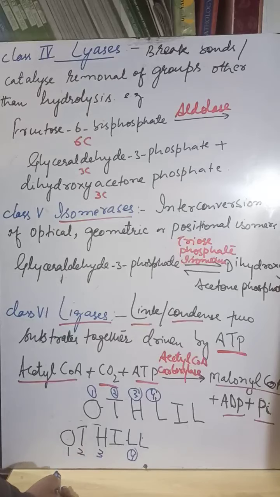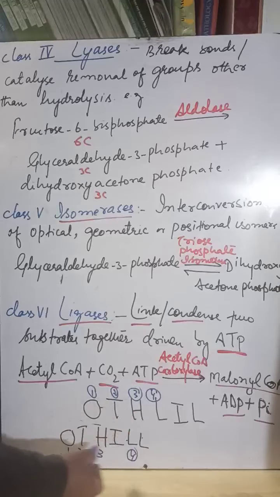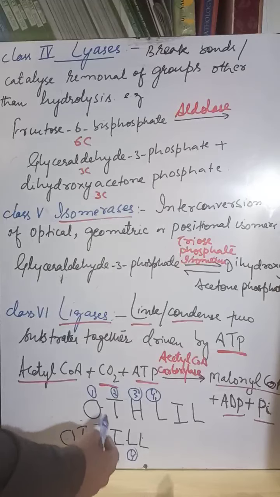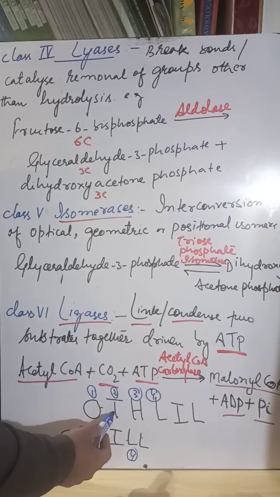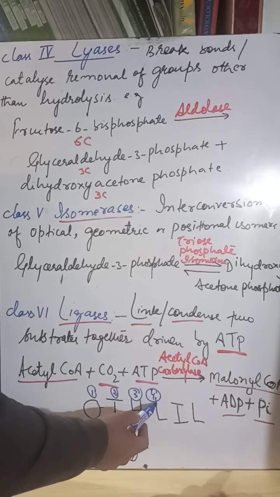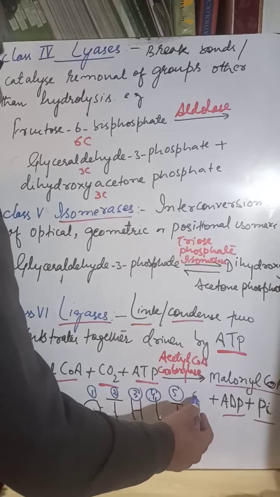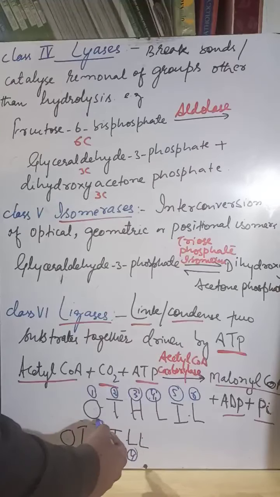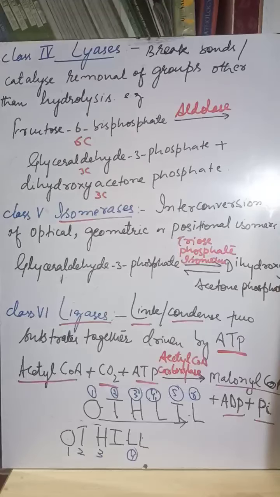So if you want to remember it, you can just remember the acronym OT LIL. If somebody is comfortable with OT HILL, you can do it as well, but in the sequence, it is OT LIL. So oxidoreductase class 1, transferase class 2, hydrolase class 3, and lyase class 4. And of course, the fifth class is isomerases, and the last class, class 6, is the ligases. So here the sequence is perfect. OT LIL. I hope it's clear. So this is all about the classification of enzymes and the 6 classes. It's an easy topic.